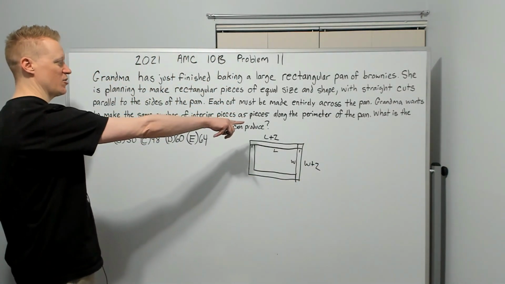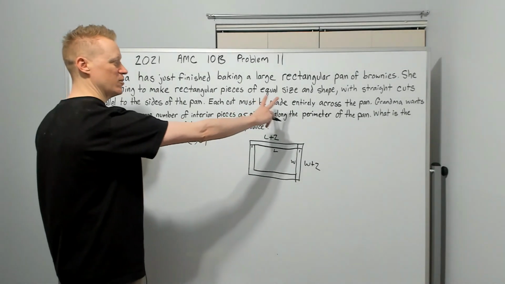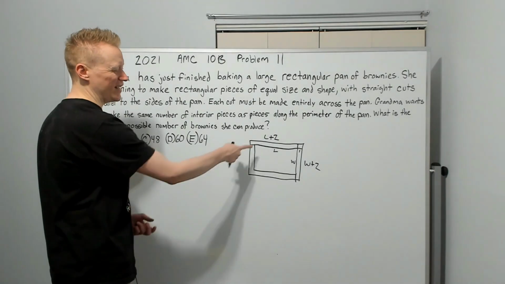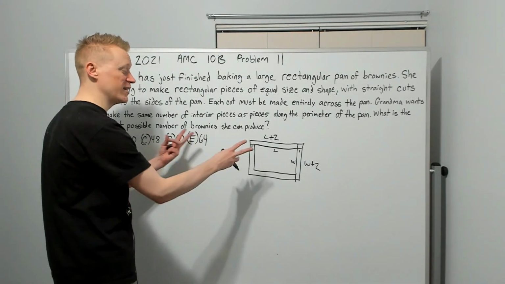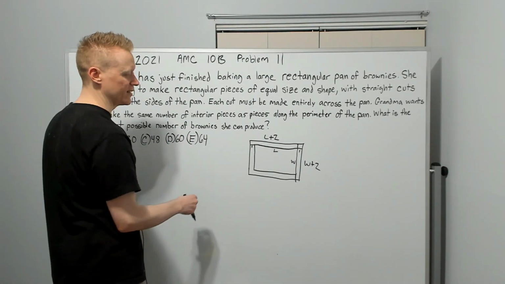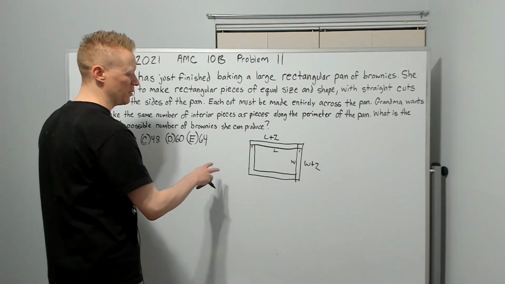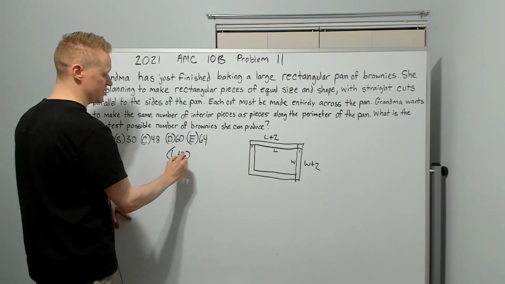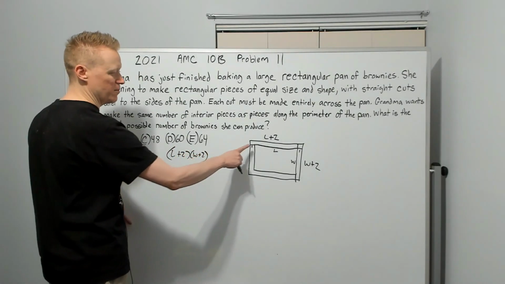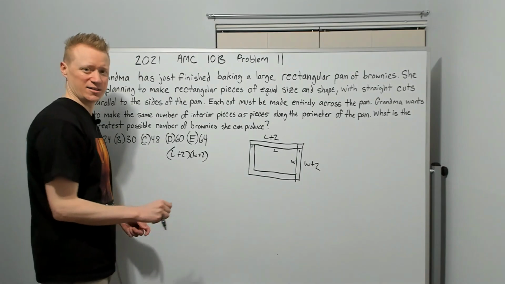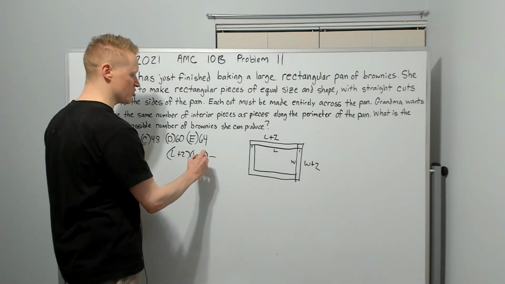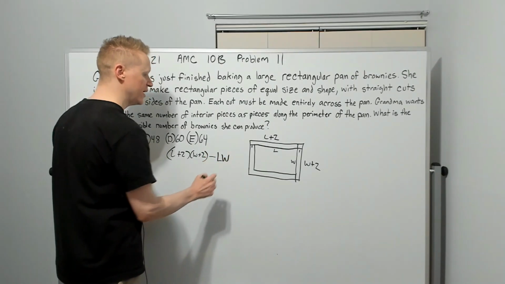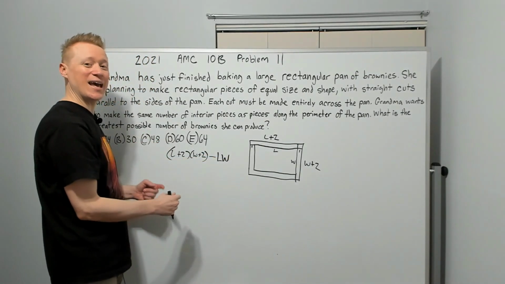Now, what does she want? She wants the same number of interior as perimeter pieces. Well, how many perimeter pieces are there? It's kind of like concentric circles. Maybe you could call it concentric rectangles. You're going to do L plus 2 times W plus 2. That's how many brownies would be in the whole pan altogether. And if I now subtract the interior brownies, which will be LW, this represents the edge brownies.